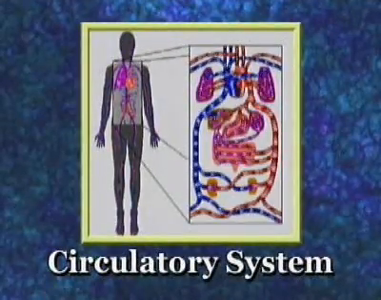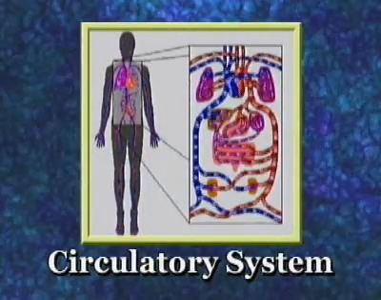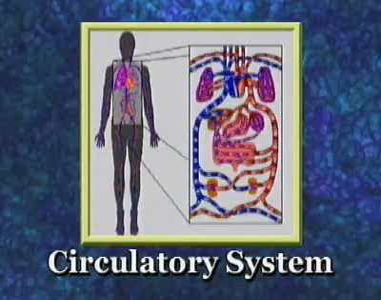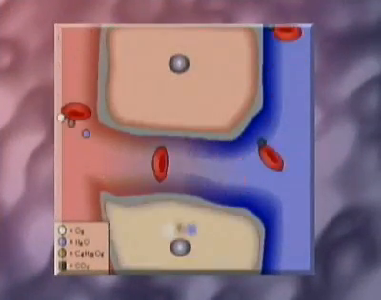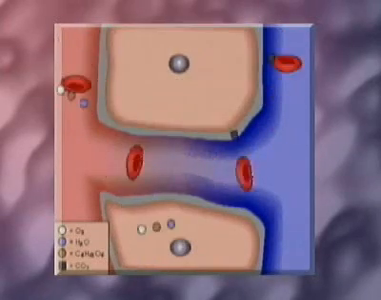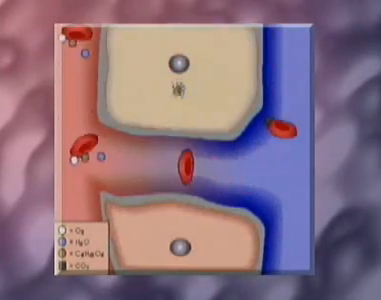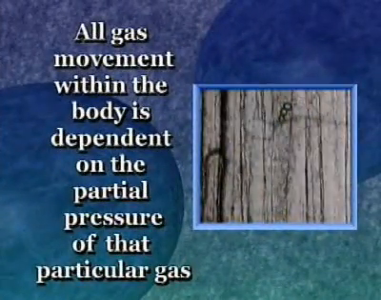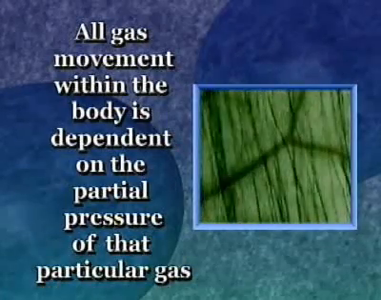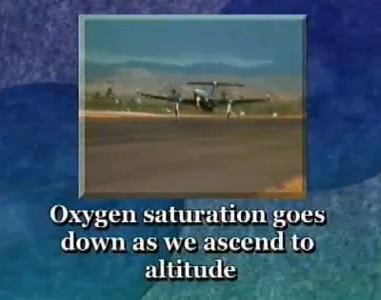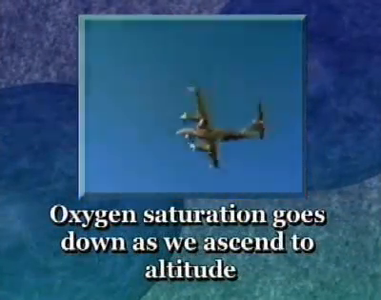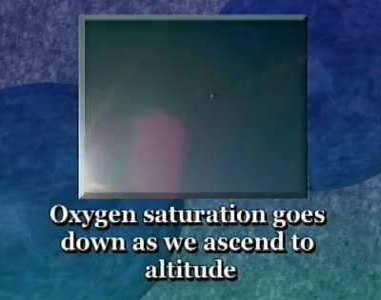The circulatory system provides the means by which the body is able to replenish the nutrients and water required to continue functioning properly. Blood carries food, oxygen, and water to the body cells and transports waste material from these cells. All gas movement within the body is dependent on the partial pressure of that particular gas. Normal oxygen saturation goes down as a result of decreasing atmospheric pressure as we ascend to altitude.